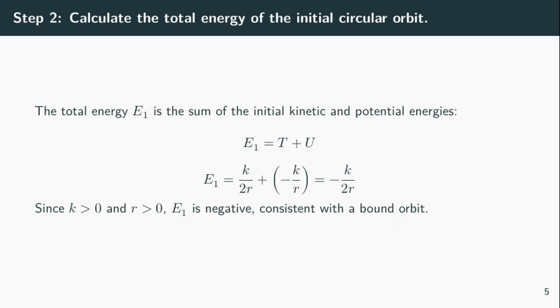Step 2 is to calculate the total energy of this initial circular orbit. The total energy, let's call it E1, is just the sum of the initial kinetic energy, T, and the initial potential energy, U. So E1 equals T plus U. Plugging in the expressions we just found, E1 equals k over 2r plus minus k over r. Combining these terms, k over 2r minus k over r gives us minus k over 2r. Since k is a positive constant and the radius r is also positive, E1 is a negative value. A negative total energy is exactly what we expect for a bound orbit like a circle or an ellipse.